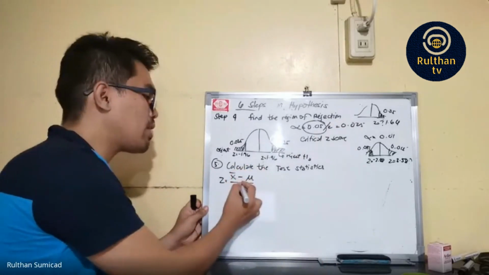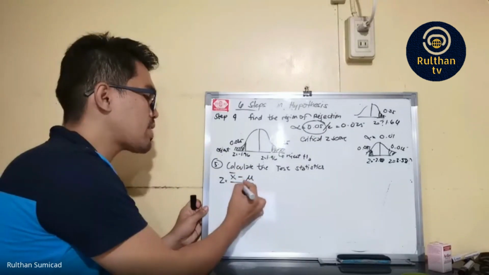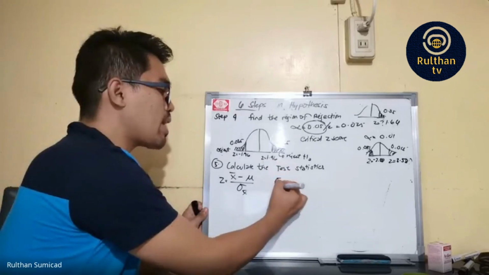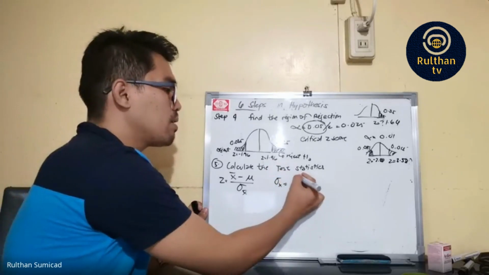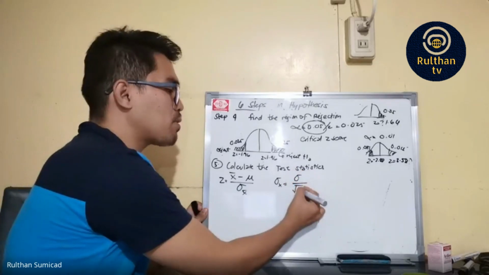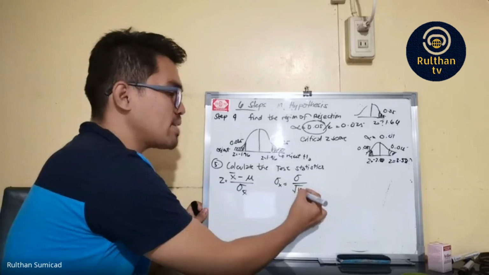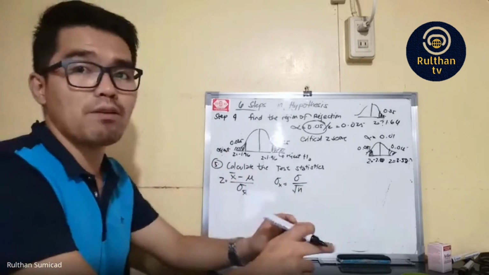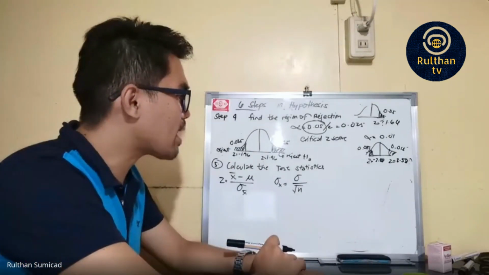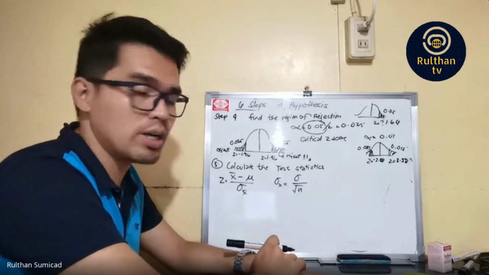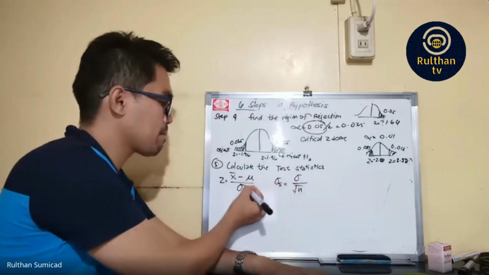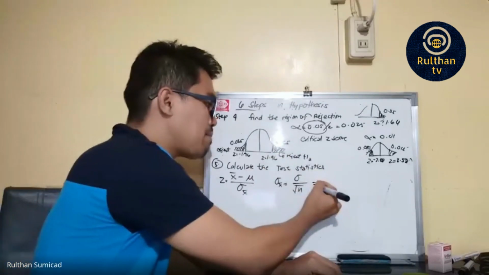And then divided by our standard error. Remember standard error? Which is given to us as the population standard deviation divided by the square root of the sample size. Remember that? Okay, that's our given formula. Now let's have our computation. Let's compute our z. First, let's get our standard error.